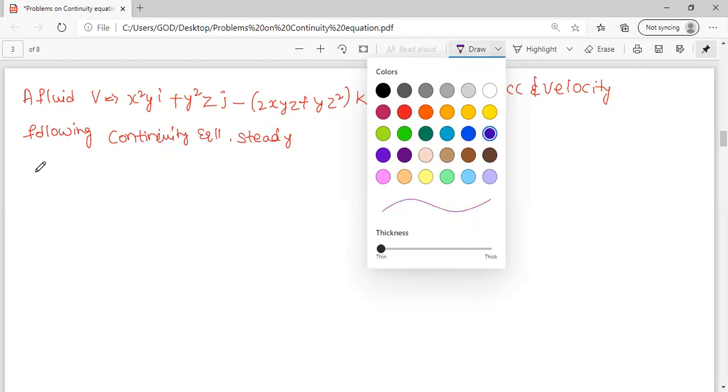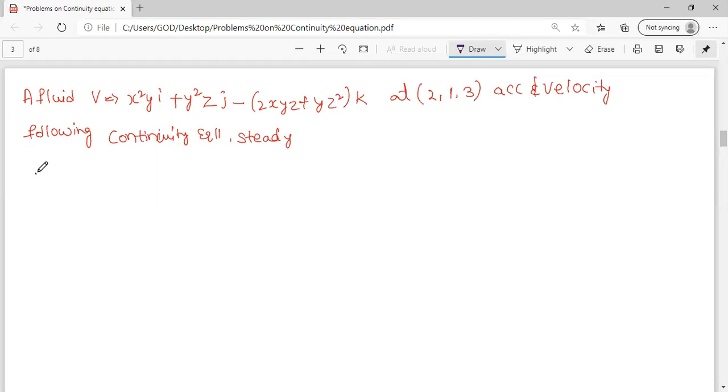If you observe, you can go to your continuity equation derivation and check there. You will have a final answer as dou u by dou x plus dou v by dou y plus dou w by dou z is equal to 0. This was the condition for the continuity equation for steady and incompressible fluid flow. This was the equation we derived in the last class.